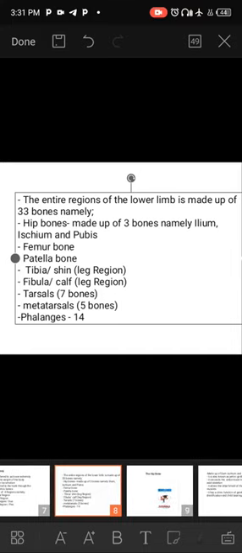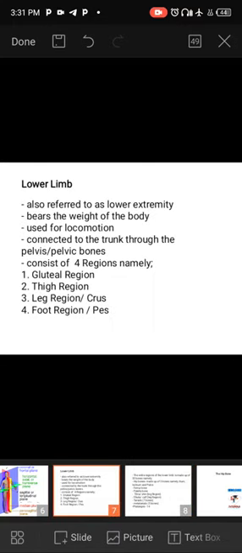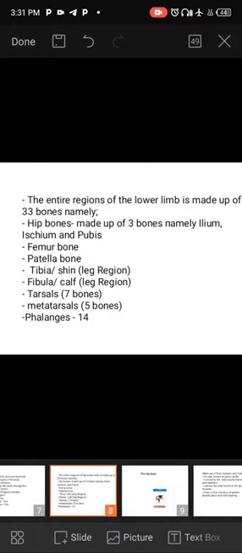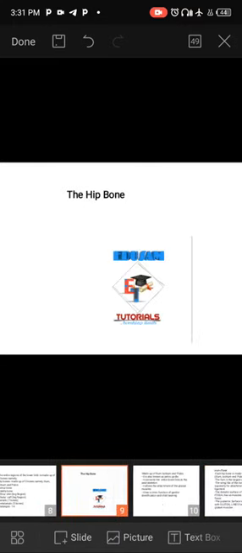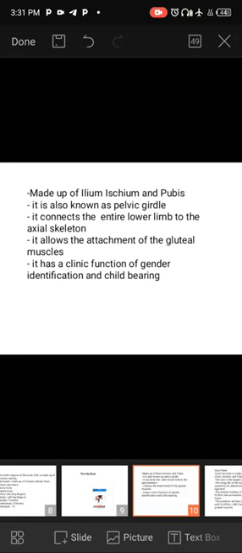Alright, so now let's dive into each of these regions. The first part we're talking about is the hip bone or the pelvic girdle. That's called the pelvic girdle. The hip bone is made up of 3 innominate bones, namely ilium, ischium, and pubis. And what is the function of this hip bone? It allows attachment of muscles and ligaments. It connects the lower limb to the axial skeleton.